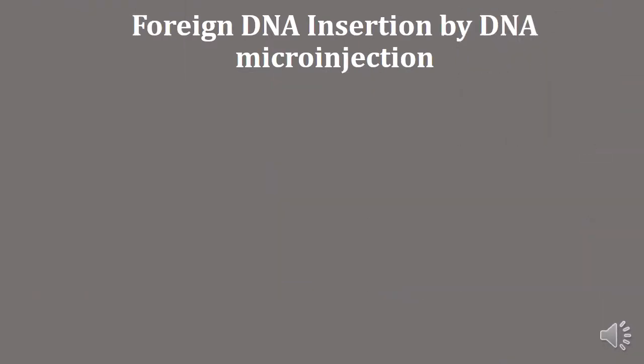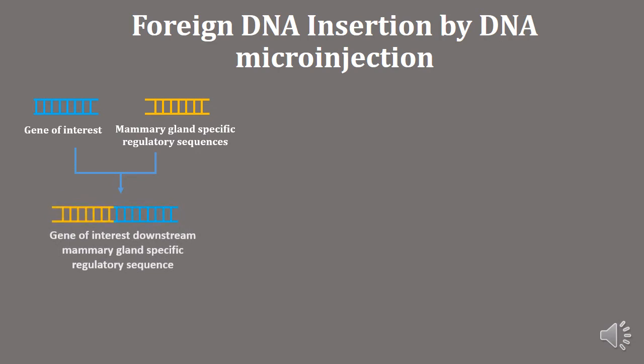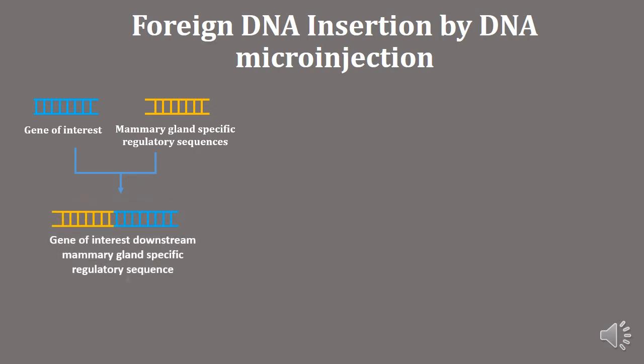Foreign DNA insertion by DNA microinjection: we need our gene of interest and an expression vector containing mammary gland specific regulatory sequences. We will clone our gene of interest in this expression vector under the control of these mammary gland specific regulatory sequences, resulting in an expression vector which will then be transfected into the cells using DNA microinjection, which is a very fine glass tube used to transfer our gene of interest into the ovum.